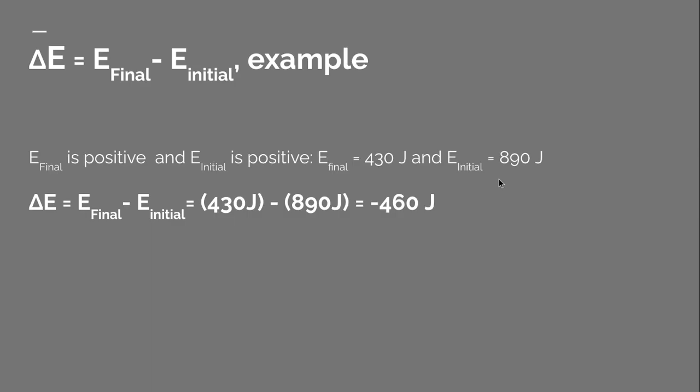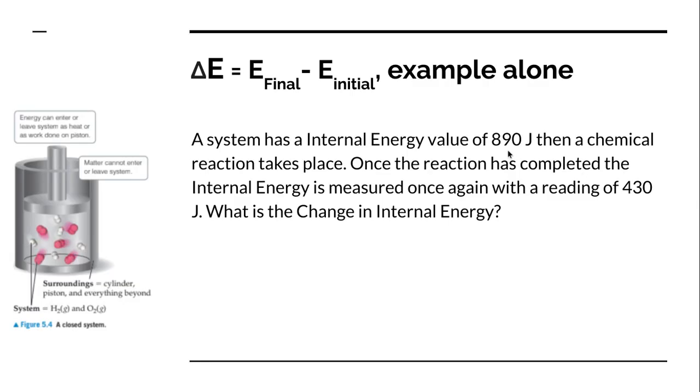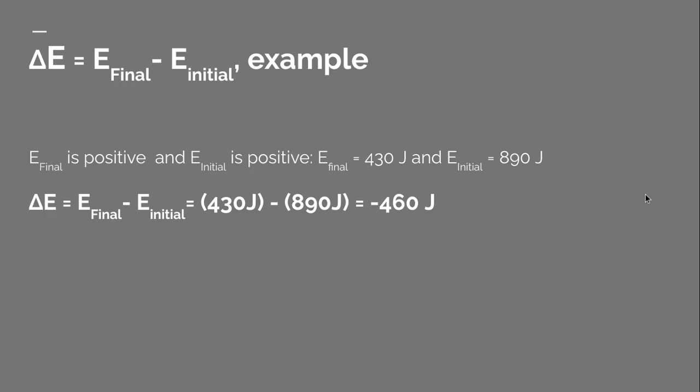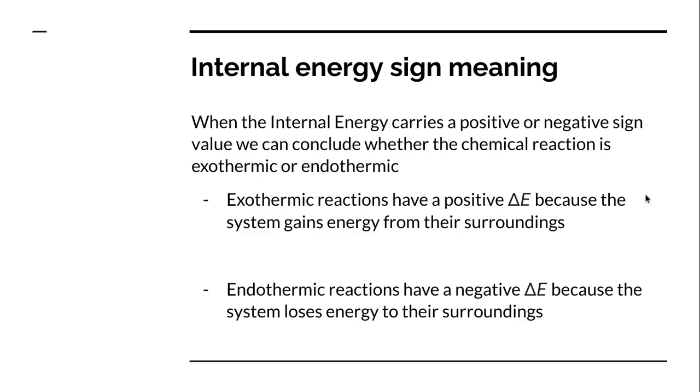Alright, so the internal energy initial will be 890, and the internal energy final would be 430, leaving us with a negative value of 460 joules. And we know this because 890 was measured before the chemical reaction takes place, and 430 was measured after. Alright, and now we'll be learning about what the signs mean.